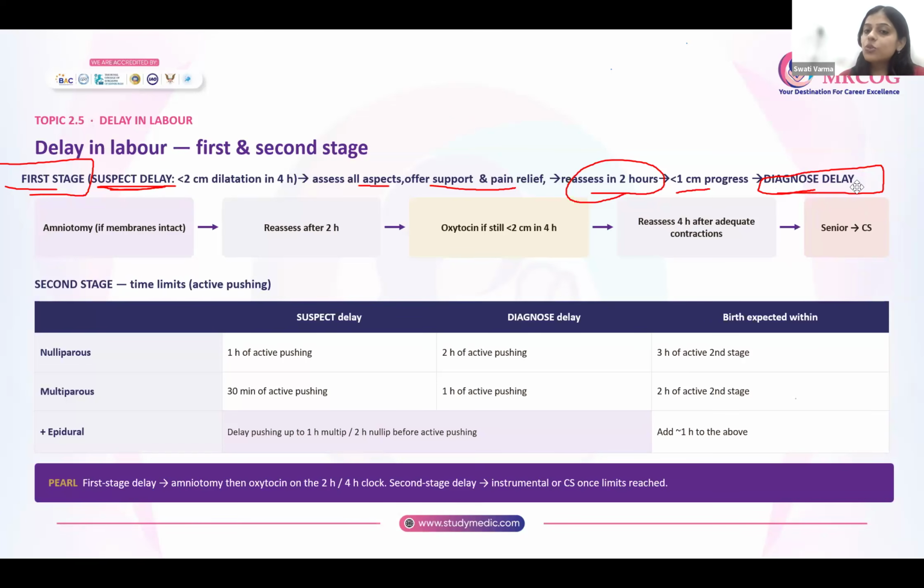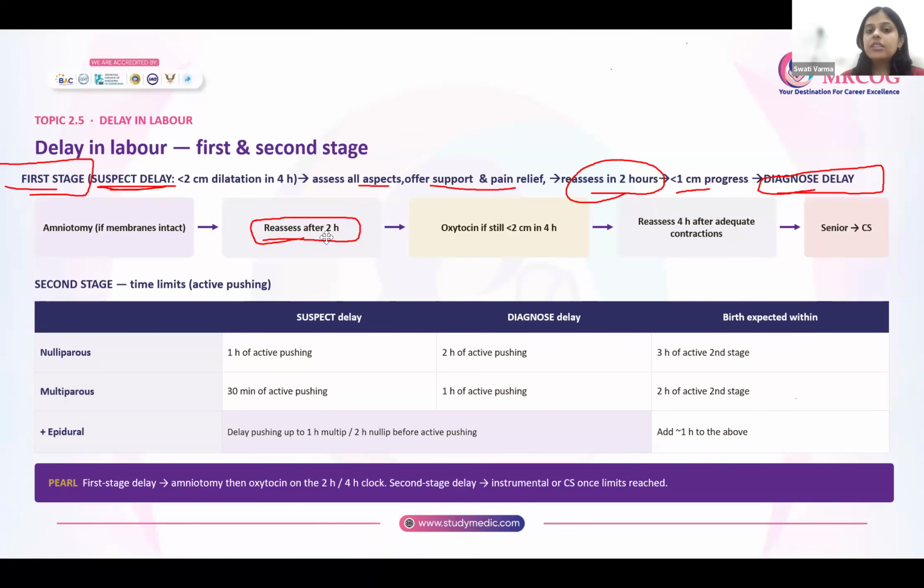Now, as soon as you diagnose delay, then you have to act. You have to first do amniotomy if the membranes are intact. Reassess her after 2 hours of amniotomy. Amniotomy can also be done at a midwifery led unit. No need to shift her to an obstetric led unit at this point of time. After doing amniotomy, the time for examination is after 2 hours.